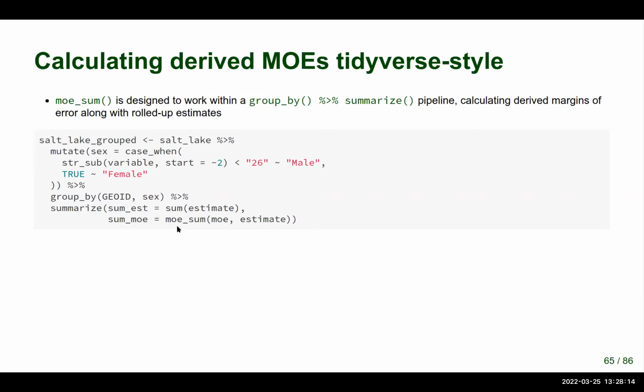This is just scratching the surface in this particular context, but one solution to dealing with large margins of error is to roll up your data and aggregate it. There's some pretty interesting research on aggregating geographically. You can also aggregate by category. Here I'm using MOE sum inside of a group by summarize tidyverse pipeline. What I'm doing is rolling up by sex, basically. I'm using some code here with the case when function.